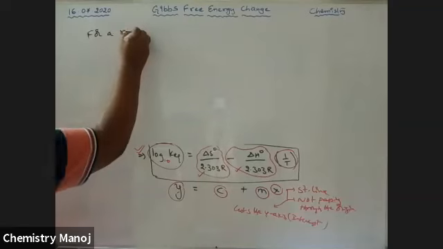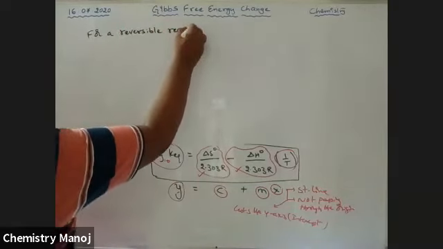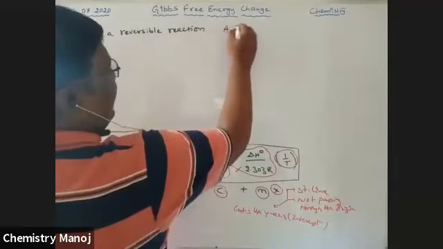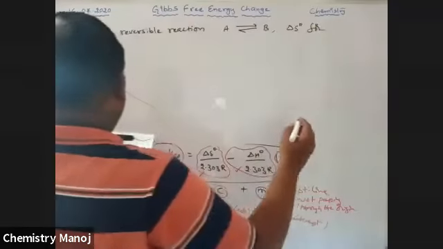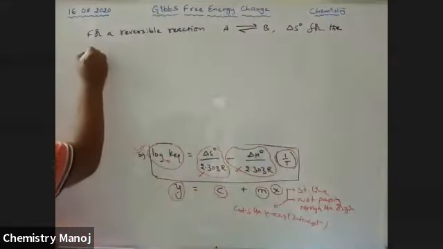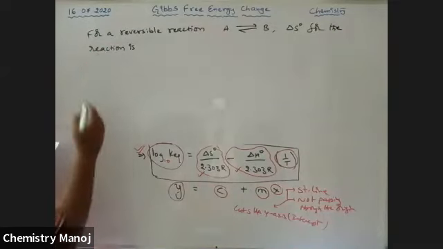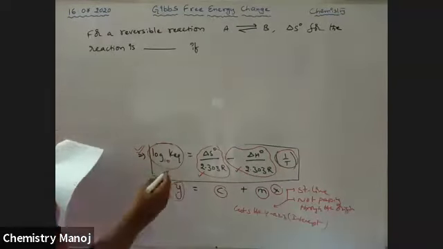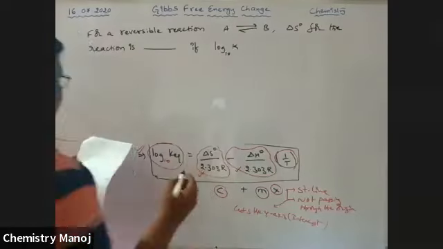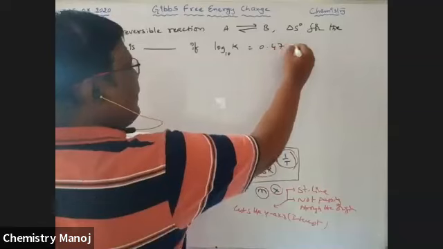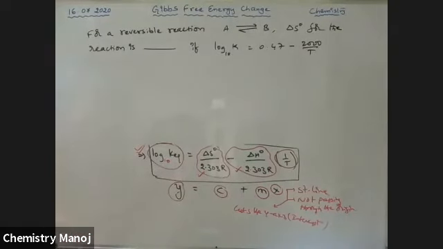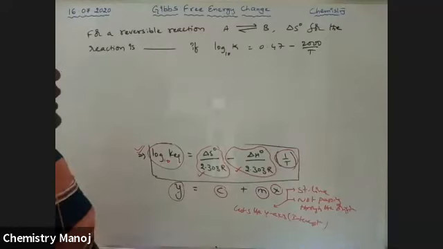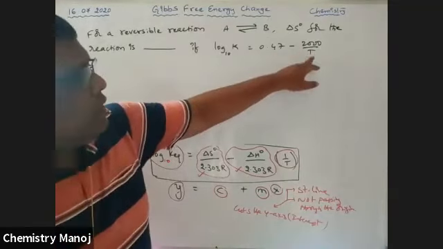For a reversible reaction, A reversible with B, delta S naught for the reaction is how much, if log K to the base 10 is equal to 0.47 minus 2000 by T. The given value is log K equal to 0.47 minus 2000 by T.